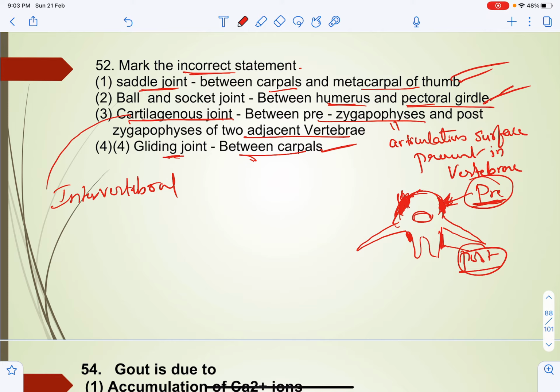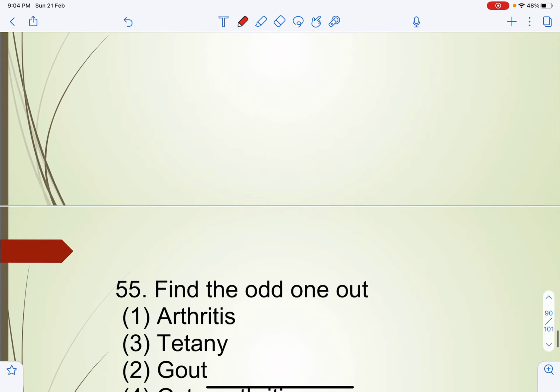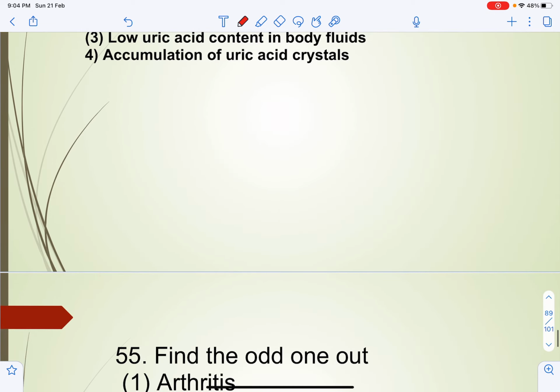And the next question we can take is, gout is due to. So before taking this question, we can have some discussion about the disorders. These disorders are associated with muscles. Let us take a few disorders, exactly those given in the NCERT book only.